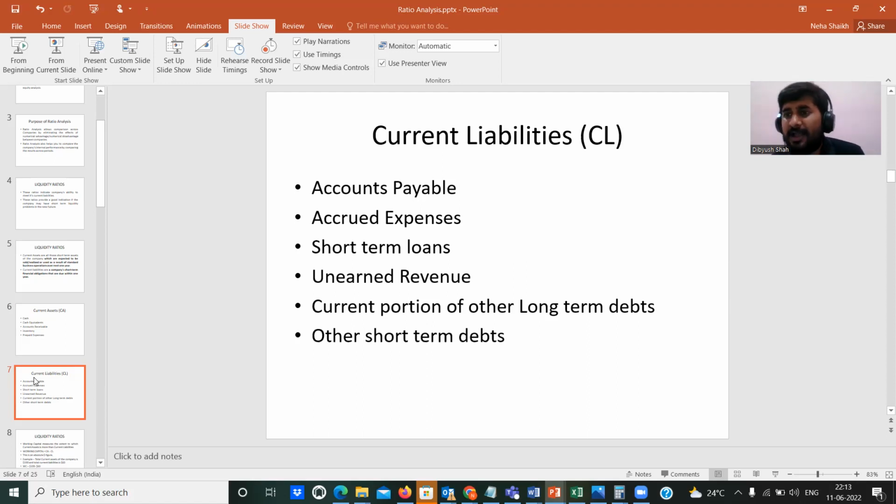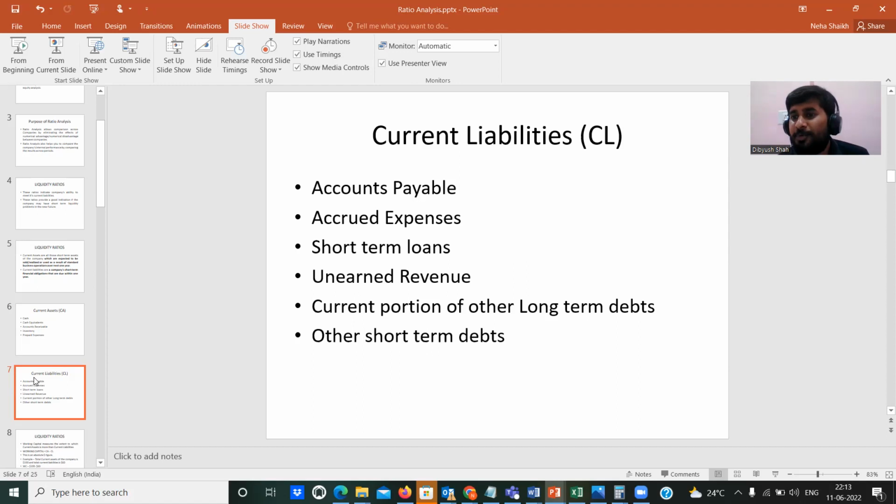Short-term loans. I borrowed 50,000 rupees from a friend. I promised to pay him after 2 months. It is less than 12 months. This is my short-term loan. I will include it as my current liabilities, current obligation.